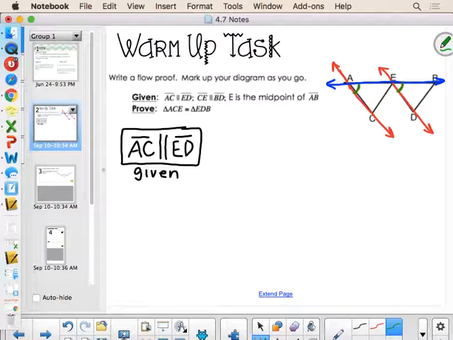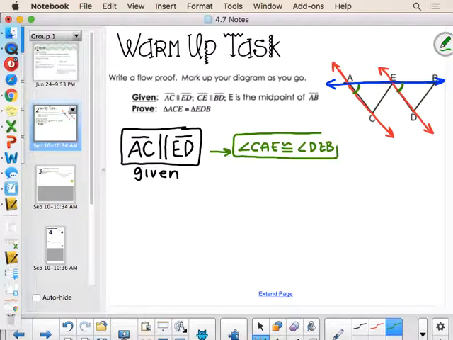What type of angles are those two angles? They're corresponding. So that's a piece of information that I get from that fact. I know that angle CAE is going to be congruent to angle DEB. Now let me ask you, what is the official reason? Corresponding angles theorem or postulate. But I don't want to be seeing the definition. Okay? All right.